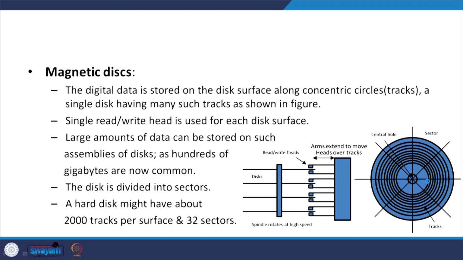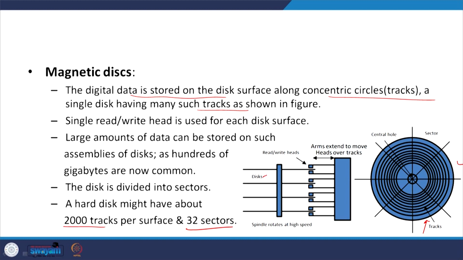Then let us look at the magnetic disk. In a magnetic disk the digital data is stored on the disk surface along concentric circles, as you can see over here. A single disk has many such tracks, and this is divided into sectors actually. A single read write head is used for each disk surface. Large amounts of data can be stored on such assemblies of disks, as hundreds of gigabytes are now common. A hard disk might have about 2000 tracks per surface and around 32 sectors. So, this is how it could be.